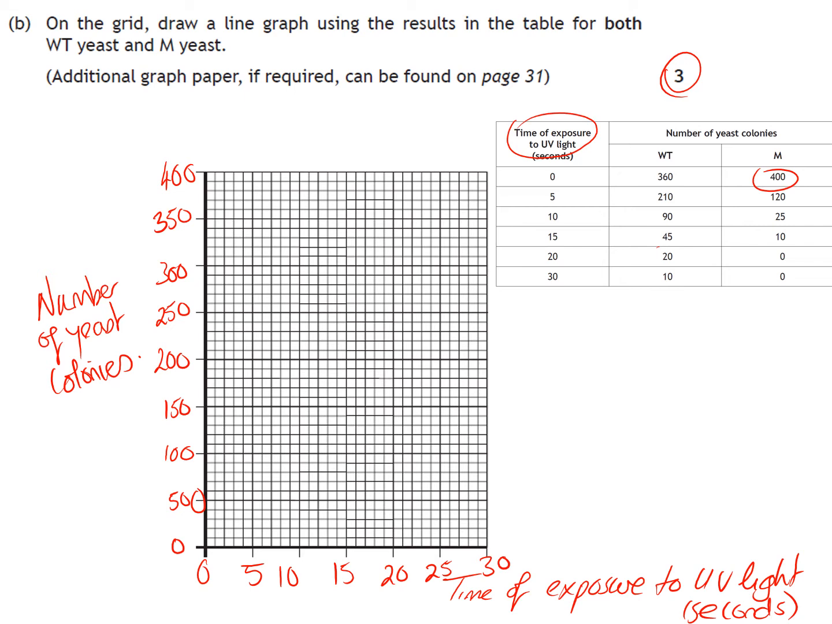Second mark is going to be for your plot. So if we take just the wild type, in fact I'm just flagging up one that I can see straight away is going to be an issue.